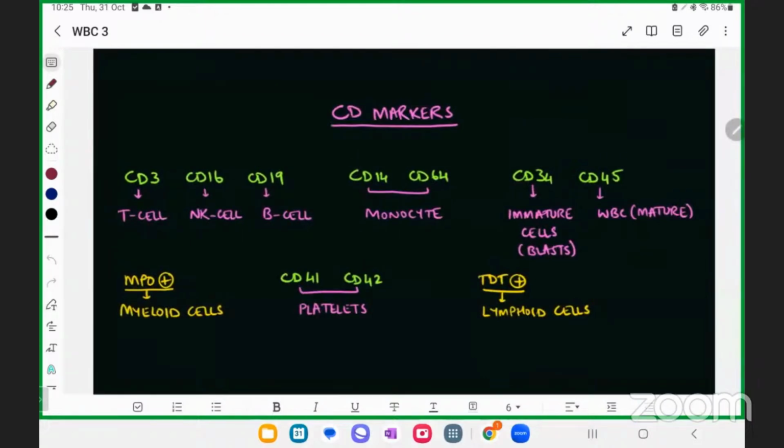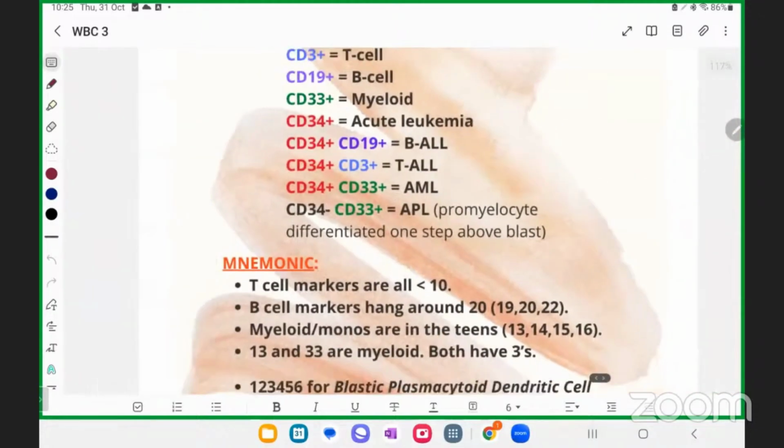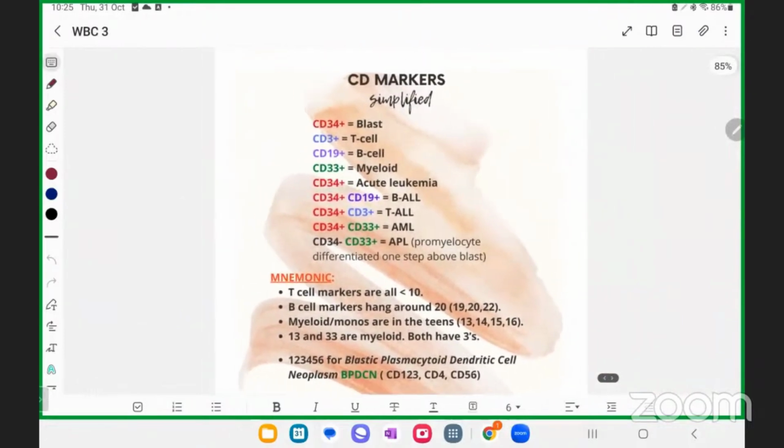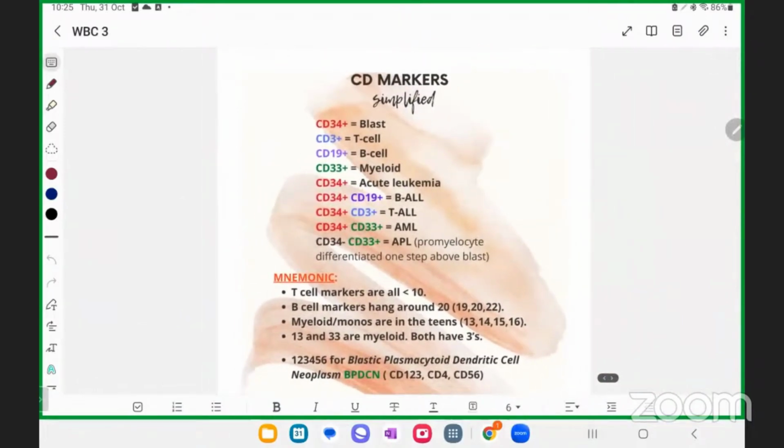See, guys, I know CD markers are a little tough to remember. So for that, I have added this slide for you over here, so you will have all of it in one go. Whatever the T cell markers are, they are always less than 10. B cell markers hang around 20, that is 19, then 20, then 22. And myeloid markers are in their teens, like 13, 14, 15.